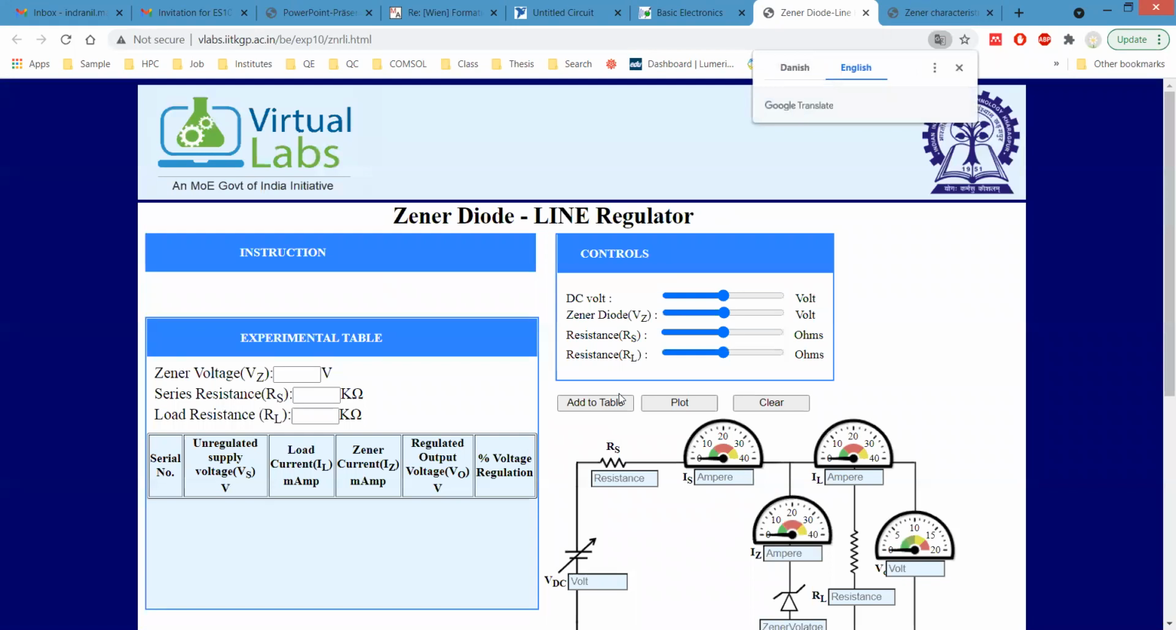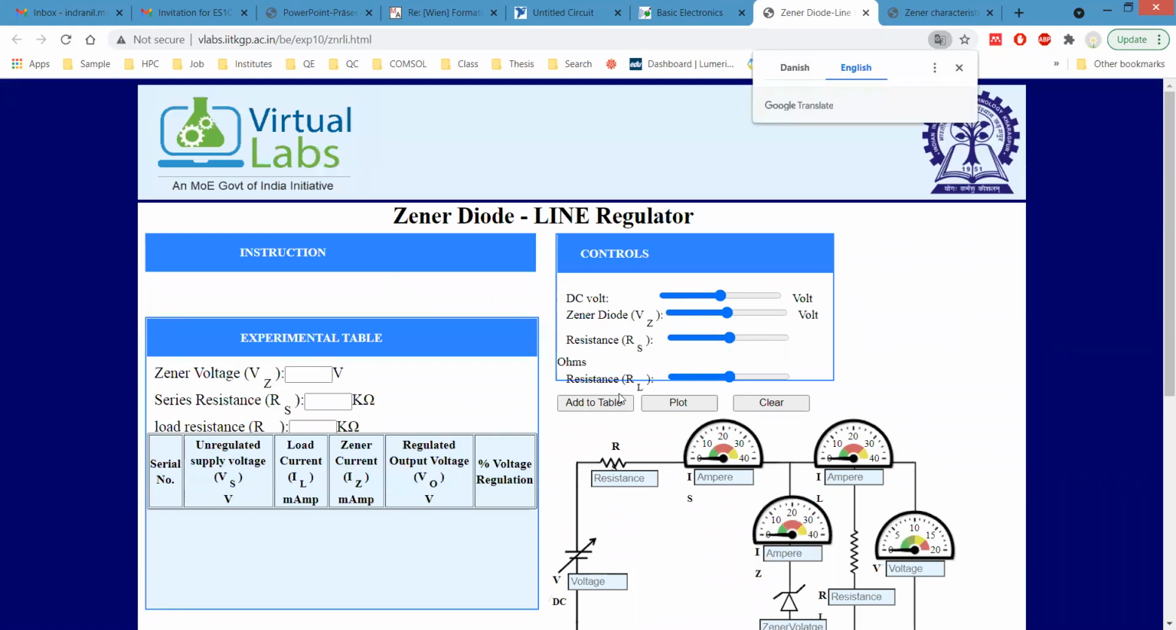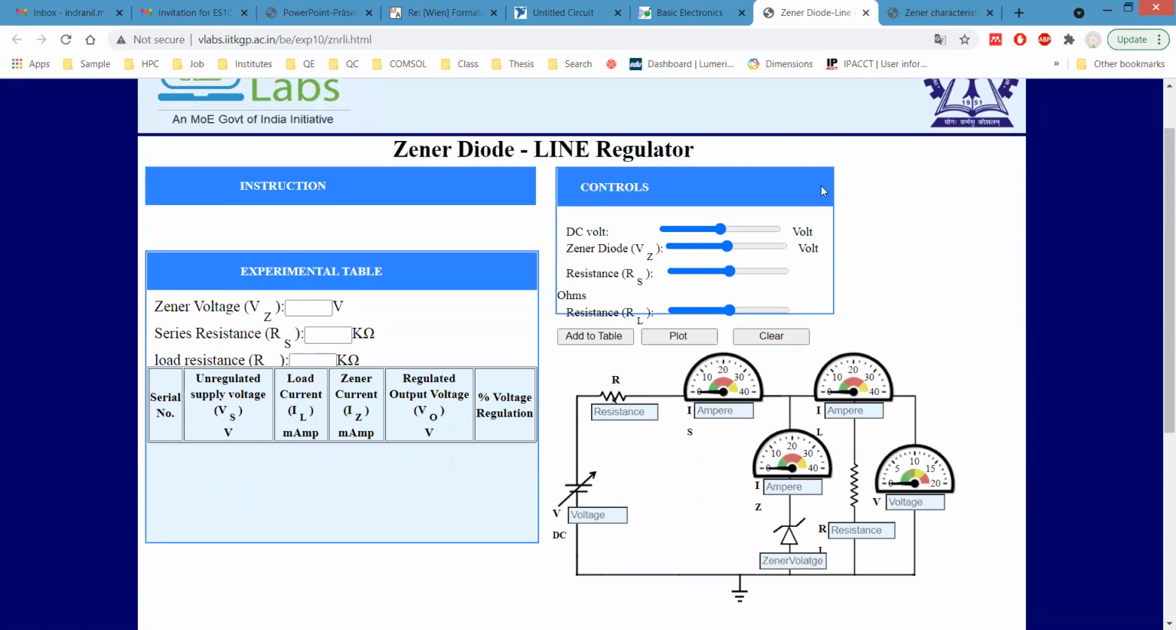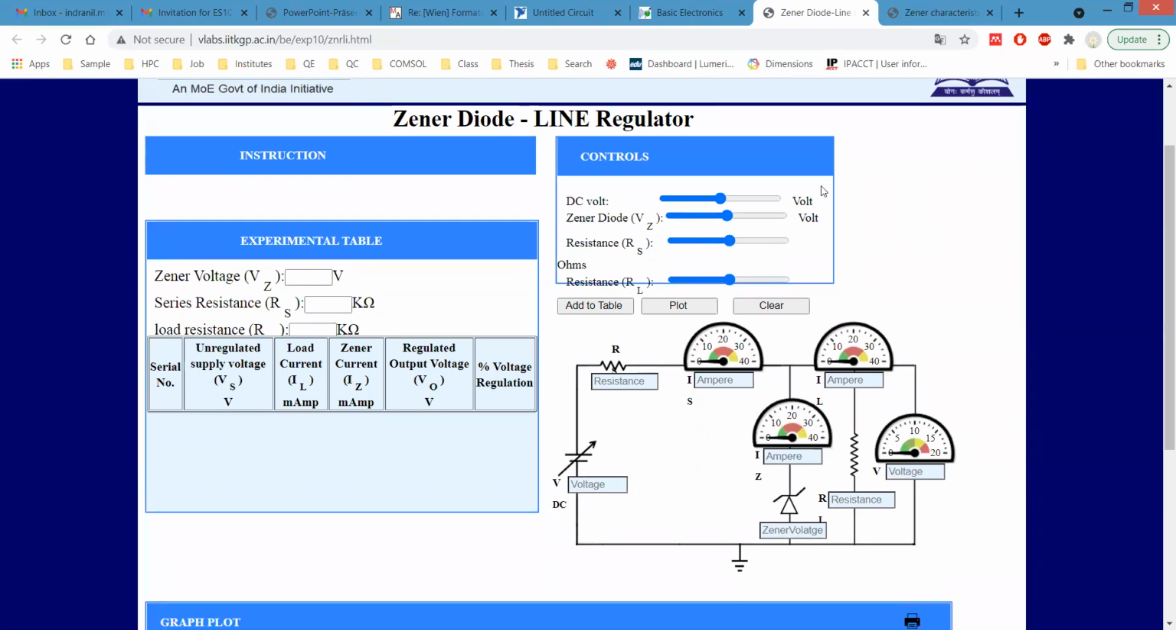Let's go to the line regulation one. I hope you people do not have any query, so I am moving forward to line regulation. Line regulation is the short form of line voltage regulation. Line voltage means the input voltage is the line voltage.